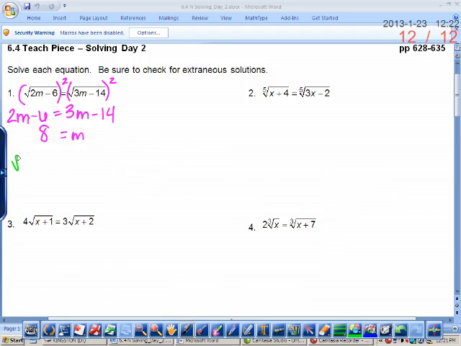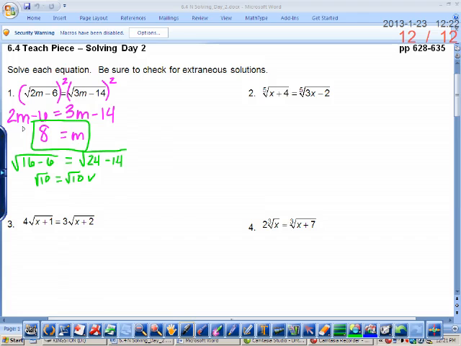So I want to know if the square root of 16 minus 6 is equal to the square root of 24 minus 14. Well, that gives us the square root of 10 is equal to the square root of 10. Is that true? Yeah. You have to make sure you're taking the time to check these. What if that's not true? Then what would your answer be? No solution. So if that is not true, it would be no solution.